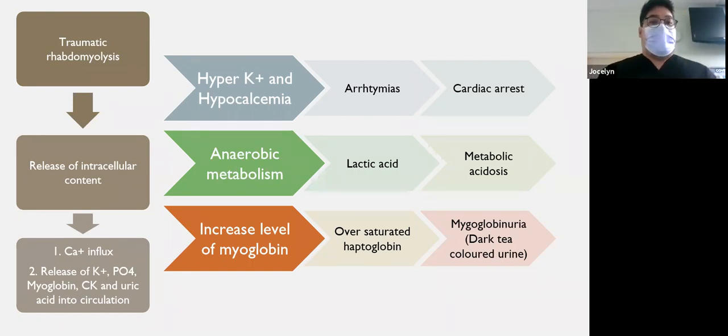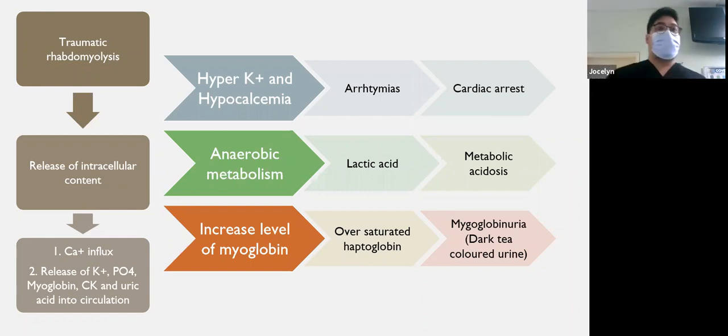For hypocalcemia and hyperkalemia, when there is a calcium channel influx, it will go into the muscle, so that will cause hypocalcemia. And then hyperkalemia, the potassium will go out to the circulation. This will cause arrhythmias, and if it worsens, that will cause cardiac arrest.